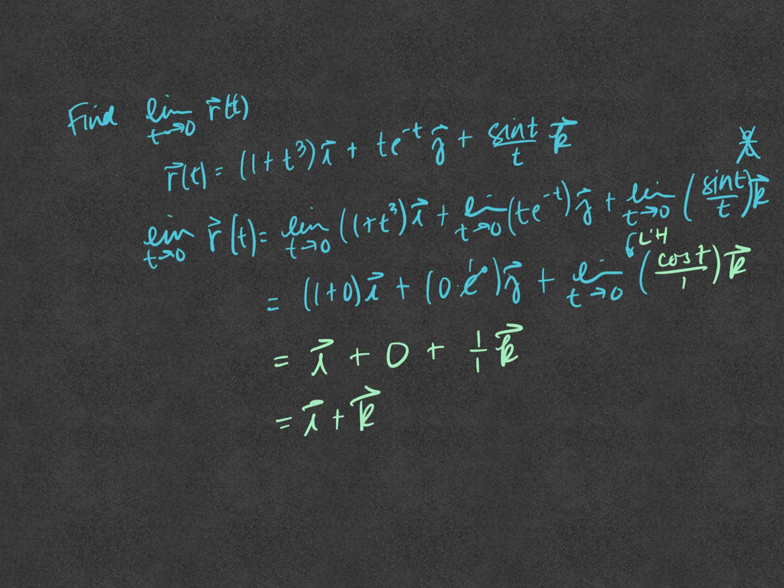Now, if you have memorized that the limit of sine t over t is 1, you could jump straight down to this green line, and that's okay. I don't memorize these things very well, but it only takes a second to use L'Hopital's rule and come up with it. So let's look at one more.